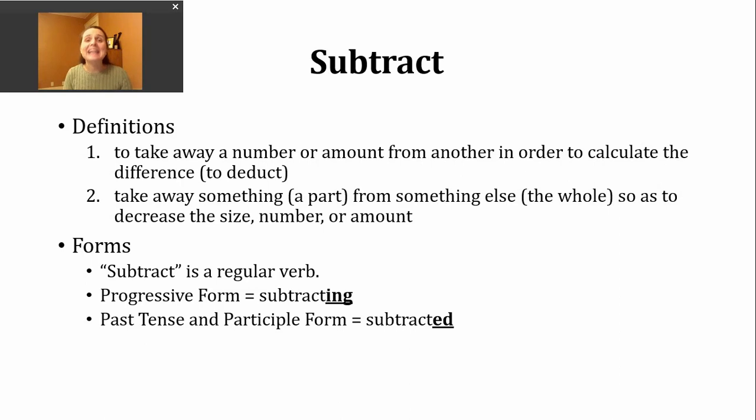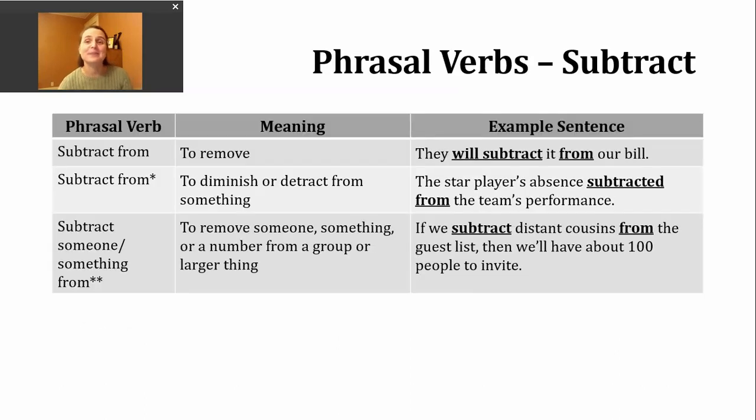You should know that subtract is a regular verb. To make the progressive tense, we're going to add ing to form subtracting. The verb subtract ends in a T sound, and we're going to make the past and participle forms by adding ed. Since this verb ends in a T sound, the ed is going to make an id sound. Subtracted, subtracted.